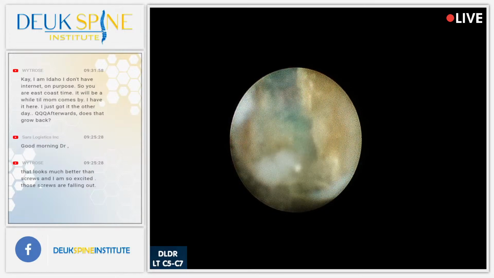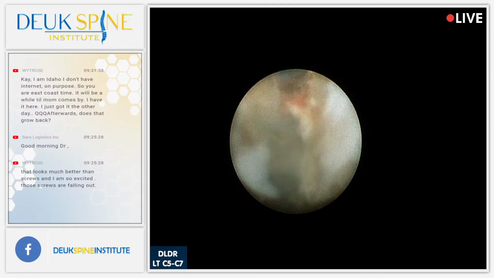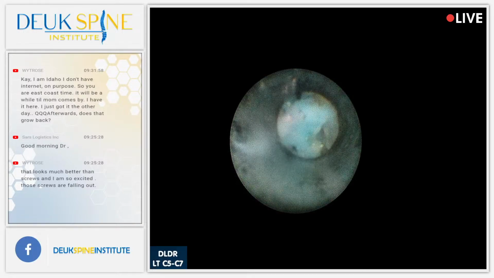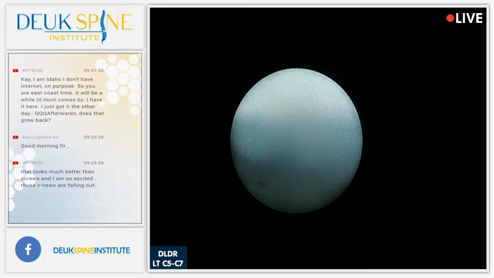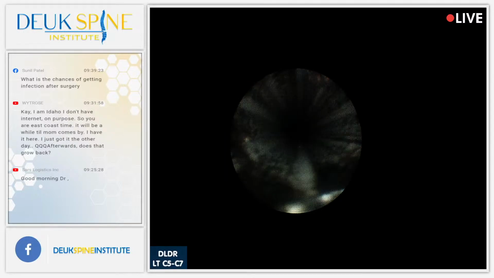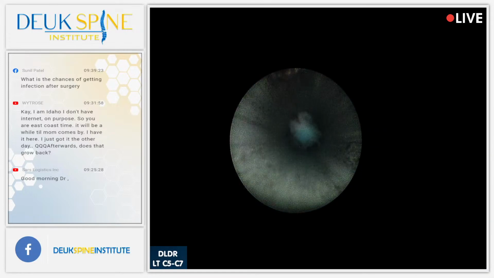So White Rose is asking, once we do this surgery and we fix the disc, will the disc heal itself? There's a herniation right there. You see the blue? Yes, the disc will heal itself. That's correct. But it's only going to heal itself with this surgery. There's no other surgery in the world that will allow your disc to heal itself naturally. But the Deuk laser disc repair. There's another herniation.